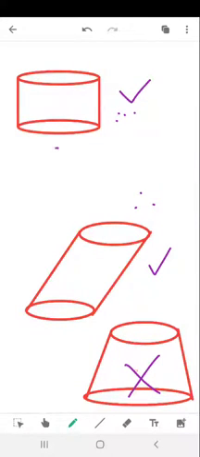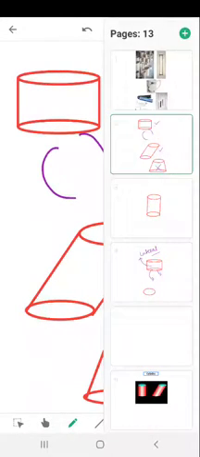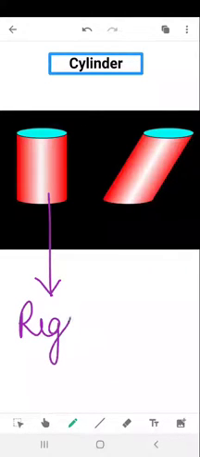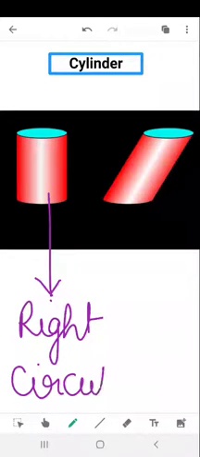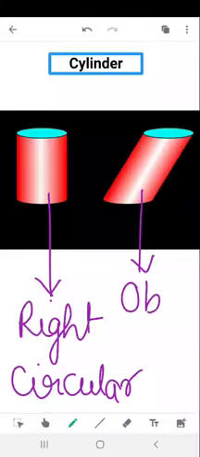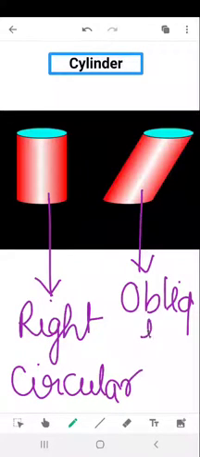Now we have these two cylinders, but these two cylinders seem a little bit different from each other. How are they different? Let us have a look at this. This particular cylinder is called a right circular cylinder. And this one is called an oblique cylinder.